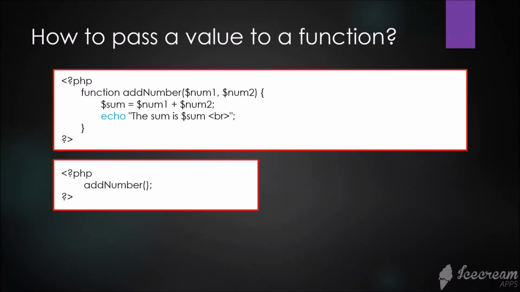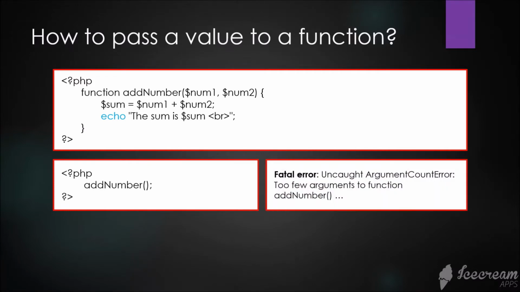Pero, what if we didn't pass any value? Kagaya nito. What do you think, guys, will be the output? So basically, it will be a fatal error. Bakit kamo? The function here is expecting to receive arguments coming from the caller. So since we didn't pass any arguments, nagkaroon ng error.